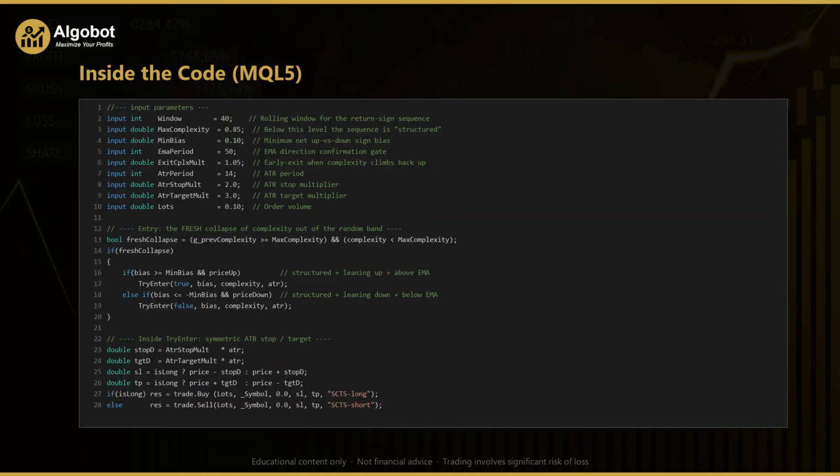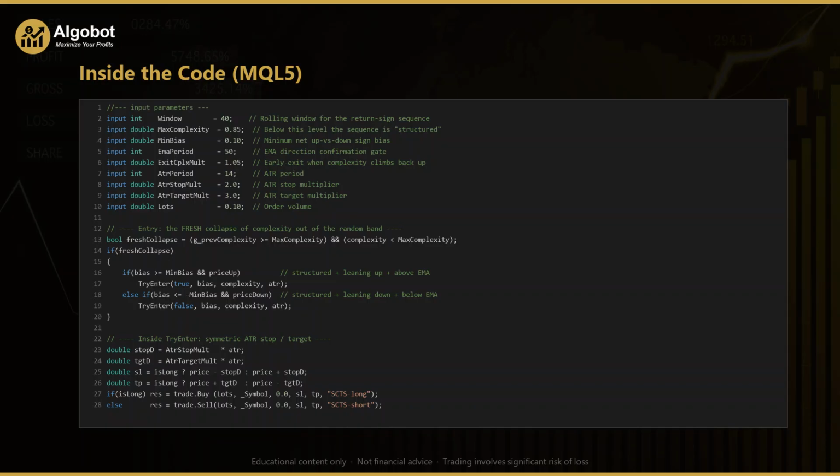Let's look at the actual MetaQuotes language code that drives this, just as you'd see it in MetaEditor. At the top are the input parameters you can adjust in the tester. Window sets how many bars form the sign sequence. Max complexity is the threshold, defaulting to 0.85, below which the sequence is judged structured. Min bias is the minimum lean required to call a direction. EMA period is the moving average confirmation gate. Exit complexity multiple controls the early exit, and the ATR period, stop multiplier, and target multiplier shape the risk. Lot sets the order size.